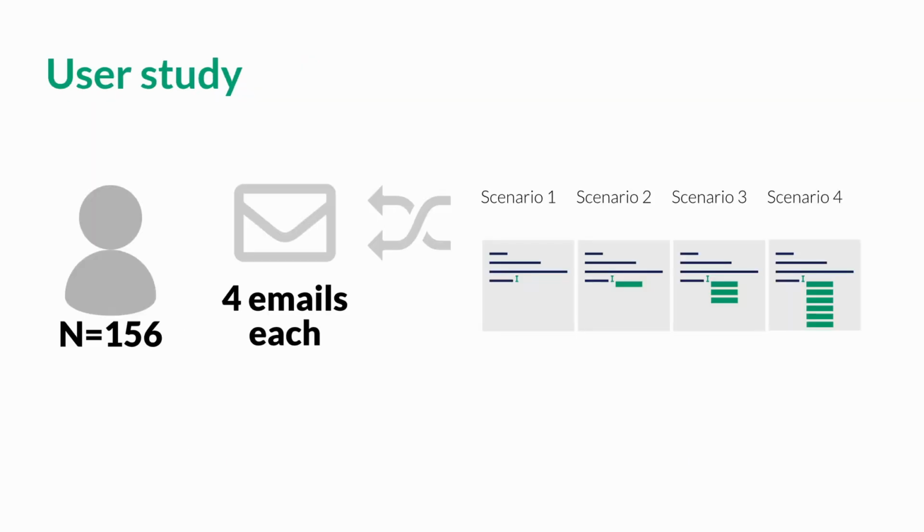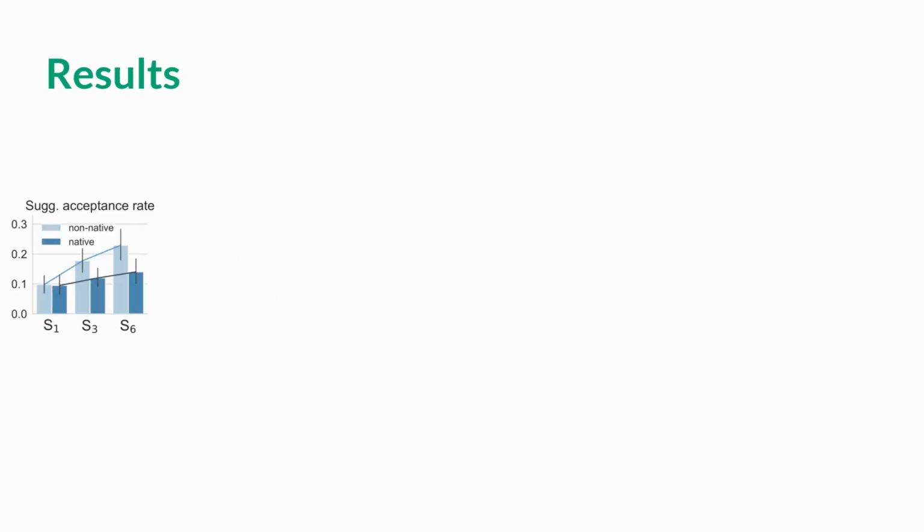For our user study, we recruited 156 participants using the online platform Prolific. We asked them to write 4 emails each, and for these writing tasks we used 4 scenarios, which were fully counterbalanced in both order and combination with the 4 suggestion conditions. So let's take a look at the results.